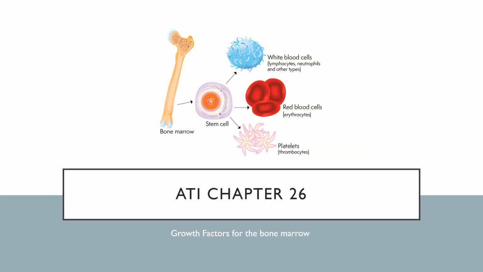Okay, let's move on to talk about some growth factors that we can use to stimulate different parts of the bone marrow in terms of the cell lines. So if you remember, we have a stem cell that can turn into white blood cells, red blood cells, or platelets. Well, we have growth factors that we can give patients that can stimulate those different cell lines so that we can increase either the white cells, the red cells, or the platelets. Okay, and we'll talk about why we use those.